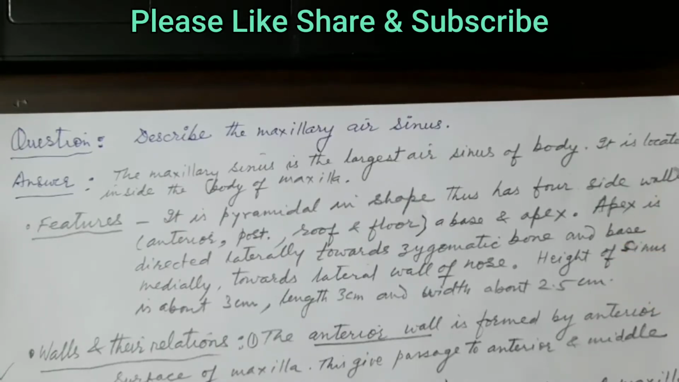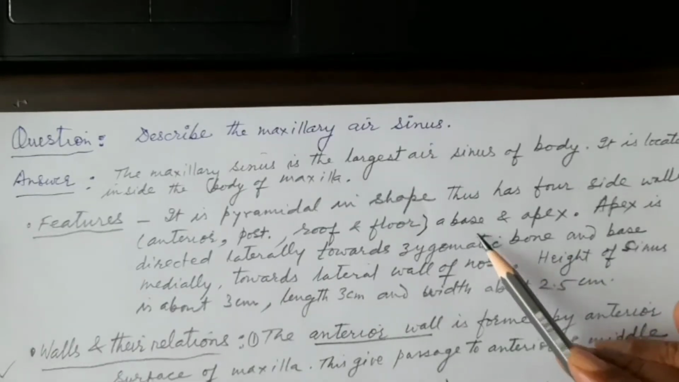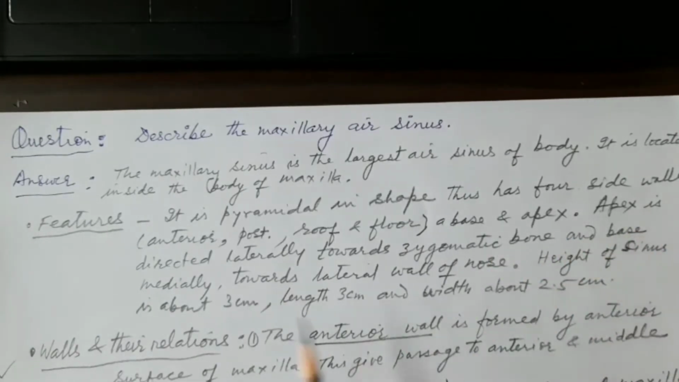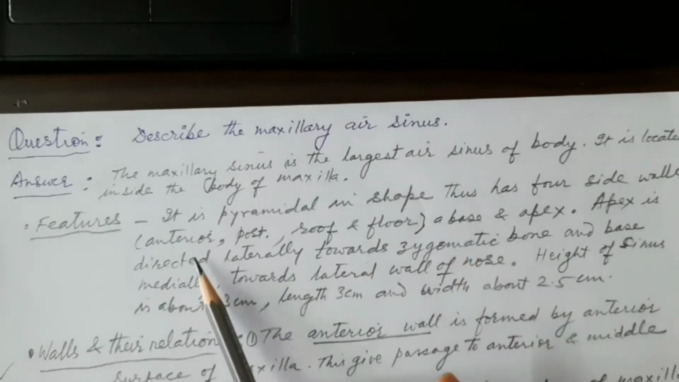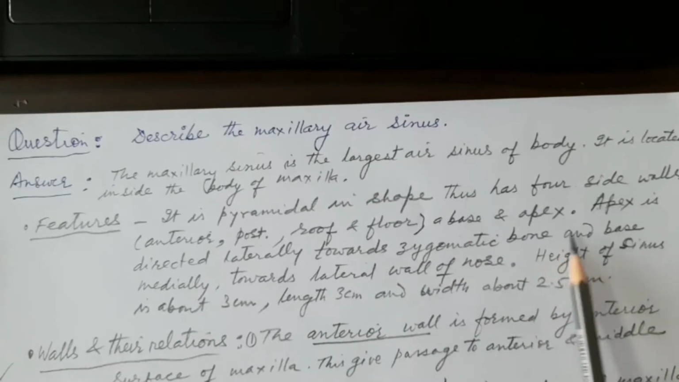Now since this sinus is located inside the maxilla, it is pyramidal in shape. That means it has 5 walls and an apex. It has 5 sides, or walls, that is anterior, posterior, roof and the floor, and a base, that is the medial wall. So there are the 5 walls including anterior, posterior, roof, floor and base, and then there is an apex.